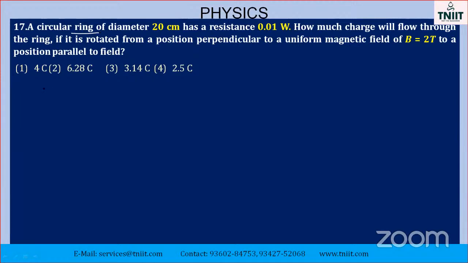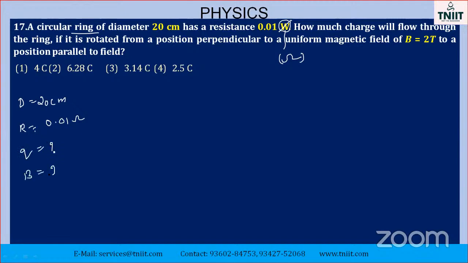Circular ring of diameter is given 20 centimeter. That has a resistance of 0.01 watt. Resistance can't be in watt. Resistance is not going to be in watt. You change this. Assume this is ohm. This is not watt, this is ohm. The charge is flowing. How much of charge is going to flow in that case?